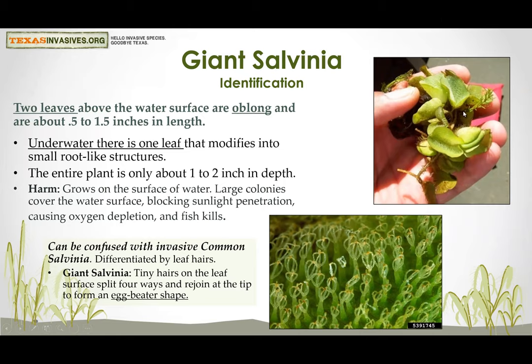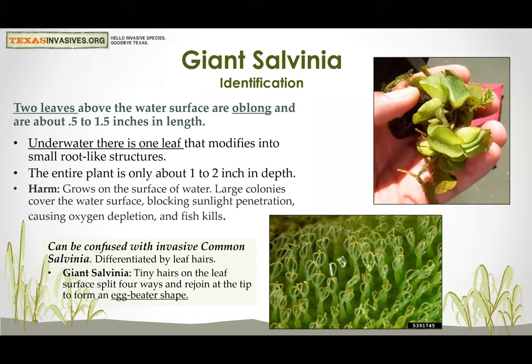The problem is that it will form mats. And while it's only about 2 inches in depth, it can grow on the surface of the water. It will completely block out the sunlight, which depletes the oxygen in the water, contributes to fish kills, the death of zooplankton. It can completely smother an entire lake and the aquatic ecosystem beneath.